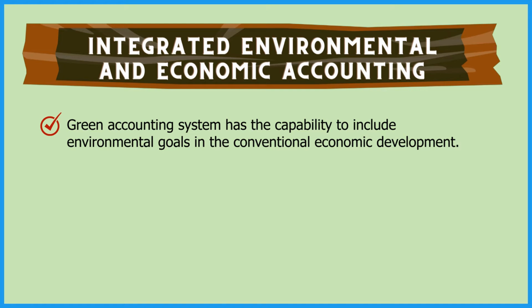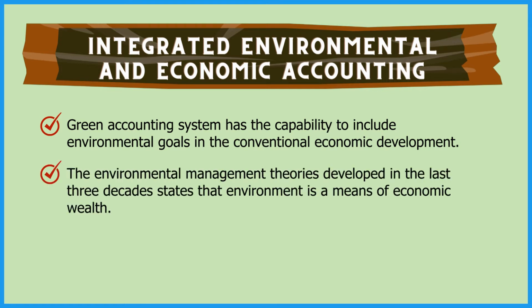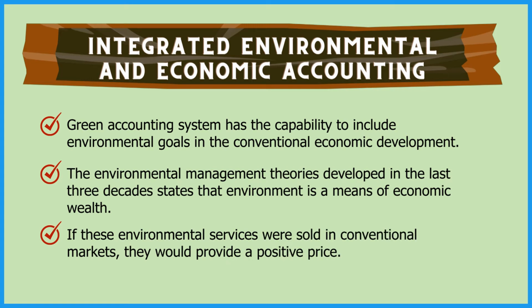Hence, an alternative approach of green accounting can be a useful approach to sustainable national income accounting by removing the current silos and barriers. Now, the green accounting system has the capacity and capability to include environmental goals in conventional economic development. The environmental management theories developed in the last 3 decades have stated that the environment is a means of economic wealth. If these environmental services were sold in a conventional market, they would provide a more positive price. Moreover, these services are scarce in nature. Keeping the economic value and scarce nature of the environment in mind, if we think of a conventional economic account, then the environment will be an additional economic sector, that is, nature. We have to treat the non-marketed goods and services generated by the environment in the same way as marketed goods and services generated by conventional factors and sectors.